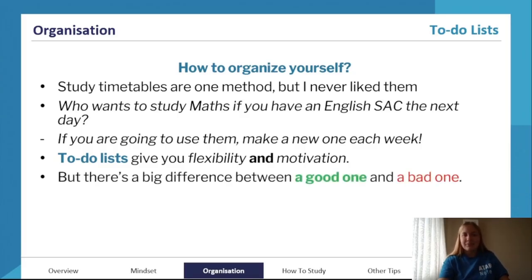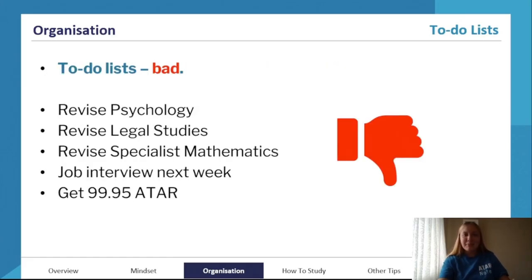But that being said, there are still good to-do lists and there are still bad to-do lists. So we'll look at an example of each, and that's really important to have a look at, so that if you do try to adopt this strategy, you do it effectively, and it doesn't end up being a useless thing that we're going to abandon later on, right? So a bad to-do list looks like this. Say it says revise psychology, revise legal studies, revise specialist mathematics, job interview next week, get 99.95 ATAR. Looks quite silly, right?